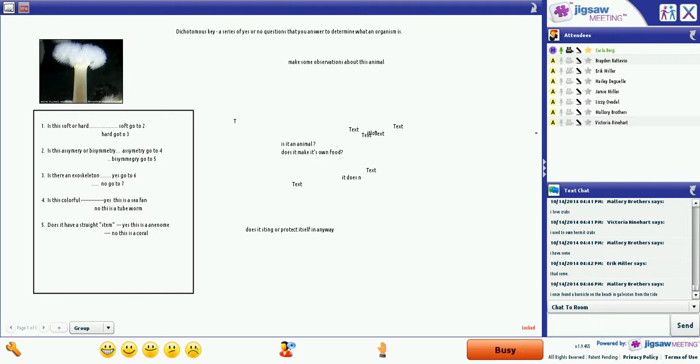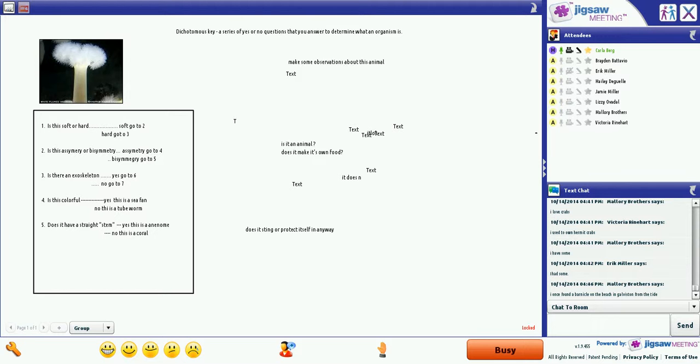Okay, you guys made some good observations about the animal. Does it sing or protect itself? Okay, those are some good questions. I'm going to lock your whiteboards here. We are going to now use a dichotomous key to try to determine what this animal is.